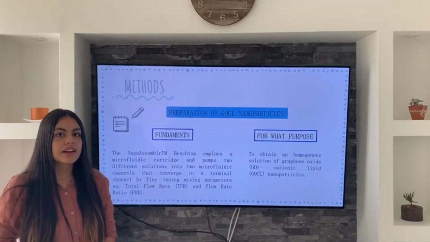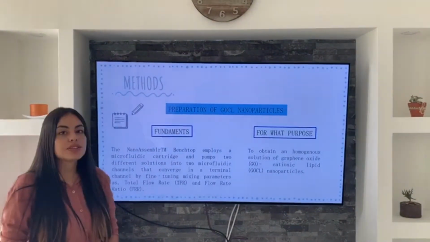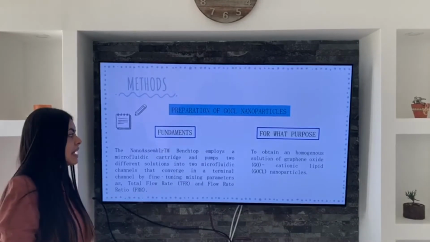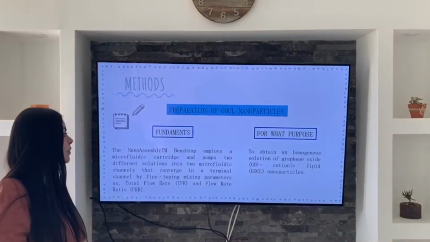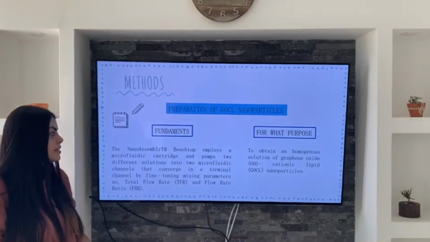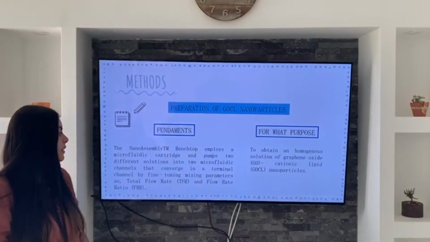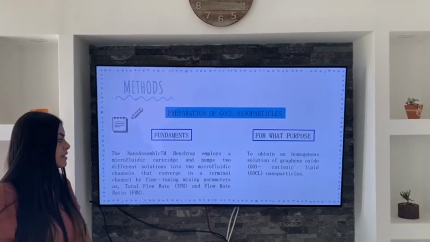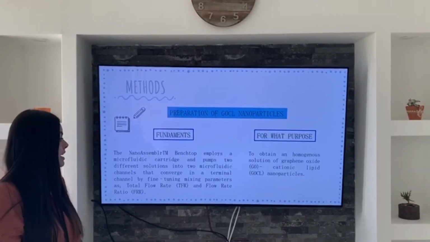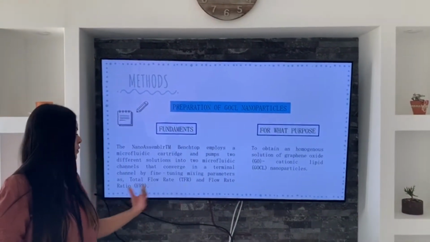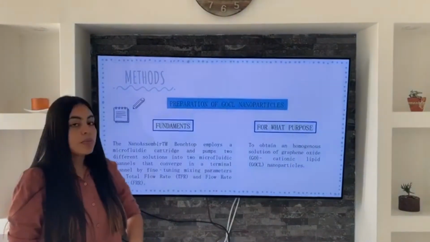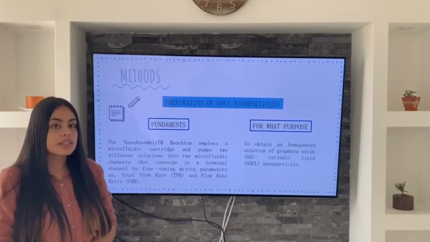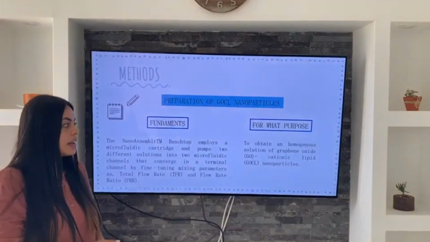One of the methods used in the article is the preparation of GOCL nanoparticles, and the fundamentals are the NanoAssemblr benchtop that employs a microfluidic cartridge and pumps two different solutions into two microfluidic channels that converge in a terminal channel by fine-tuning mixing parameters such as total flow rate and flow rate ratio. And the purpose of the method is to obtain a homogeneous solution of graphene oxide and cationic lipid nanoparticles.